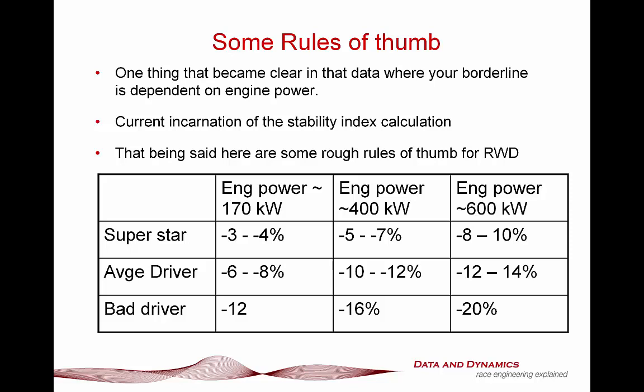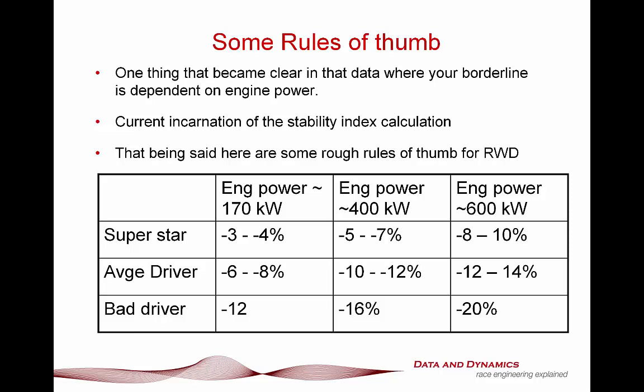For the LMP2 Plus car, you were dealing with about 400 kilowatts or so at the wheels. So here are some really good rough rules of thumb in terms of how you do your handling. If you're dealing with a superstar driver, with engine power on the order of about 170 kilowatts or so, your superstar can tolerate about -3 to -4% of engine power. Once you're getting engine power about 400 kilowatts or so, you're looking at about -5 to -7% in terms of what they can tolerate in terms of static margin.